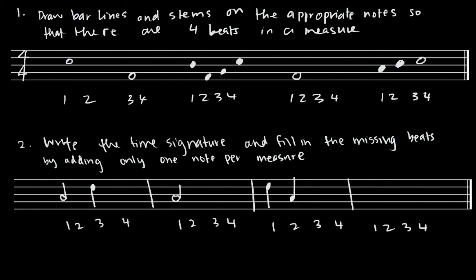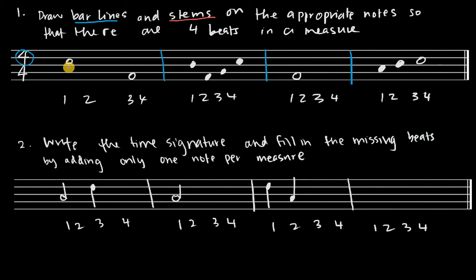So I have here 2 questions that we will go over. The first one says, draw bar lines and stems on the appropriate notes so that there are 4 beats in a measure. So let's go ahead and draw the bar lines first. 4/4, of course, means that there are 4 beats in a measure. So let's just start counting. 1, 2, 3, 4, 1, 2, 3, 4, 1, 2, 3, 4, and the last one, 1, 2, 3, 4, and there's a double bar line there. So that's all finished.